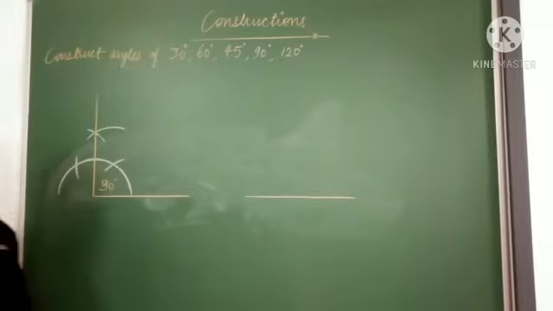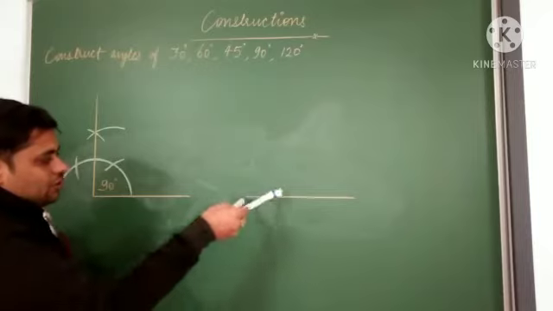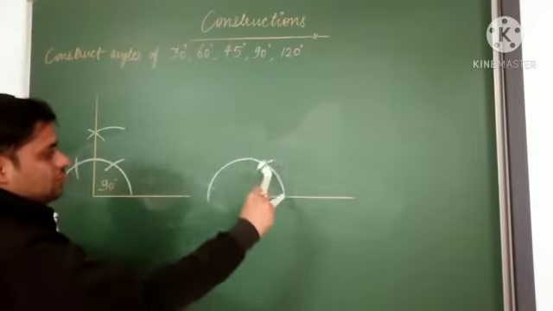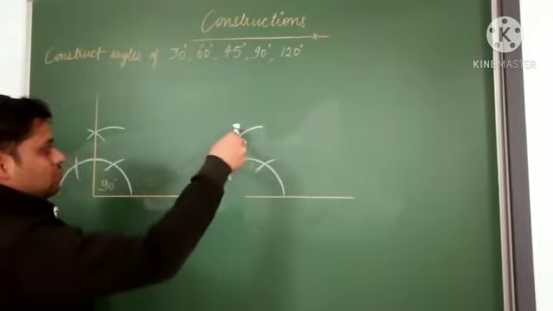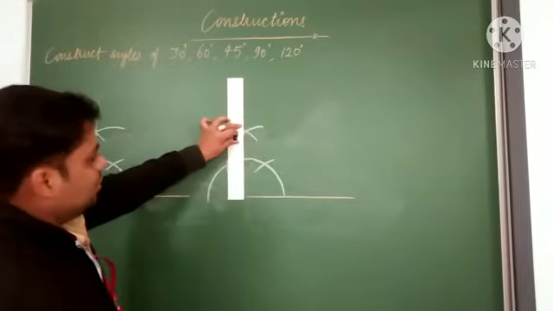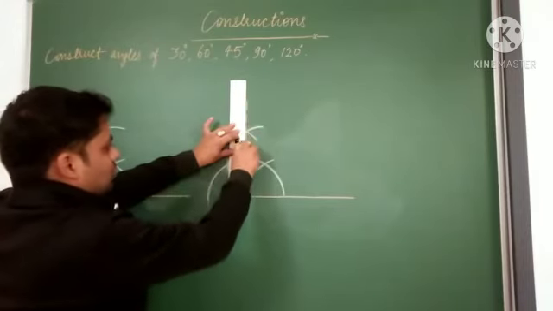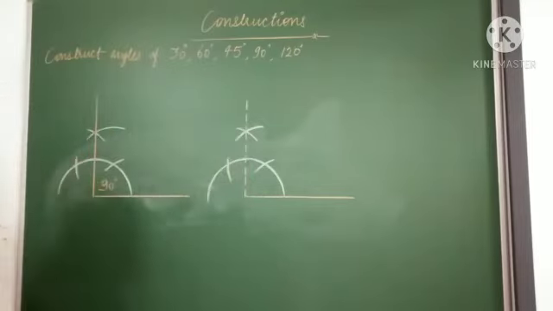Similarly, we will make 90 degree and we will do the bisector of 90 degree. We will get 45 degree. See, just like this we will make 90 degree. We will join to make 90 degree. But we will bisect this angle.